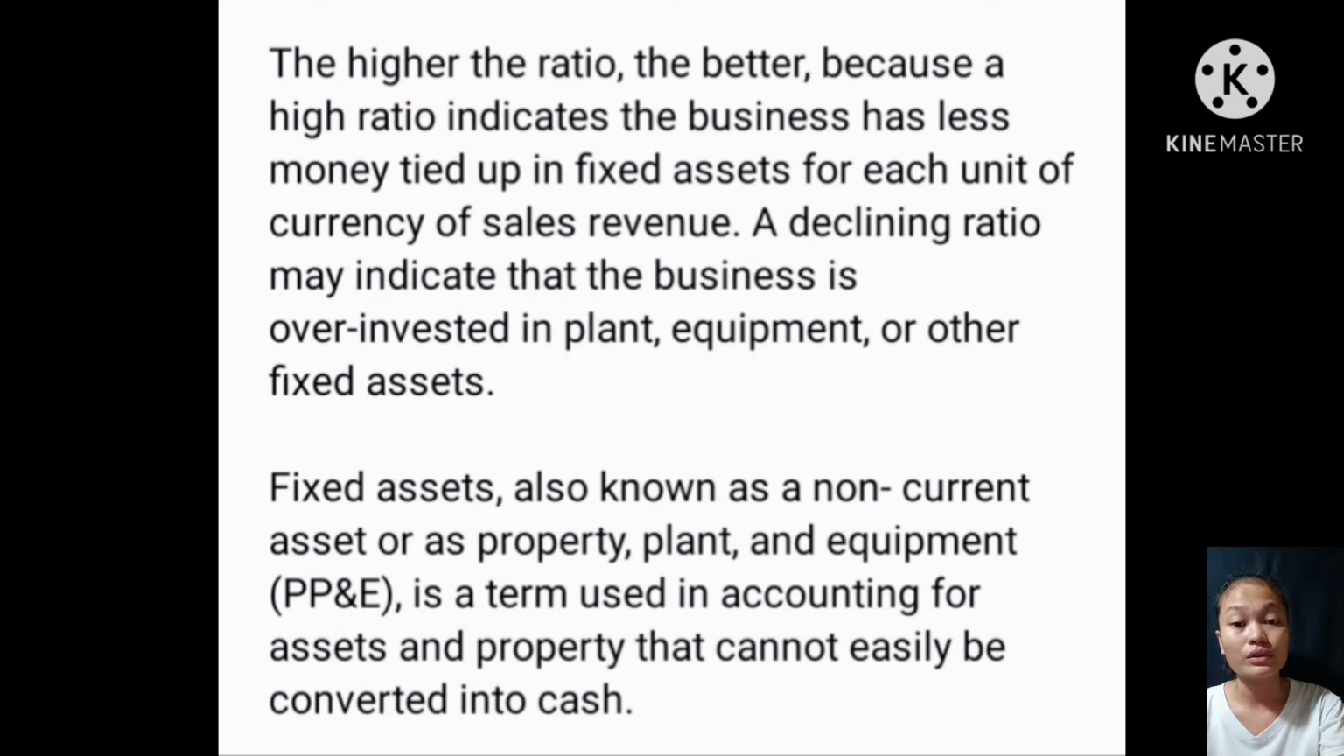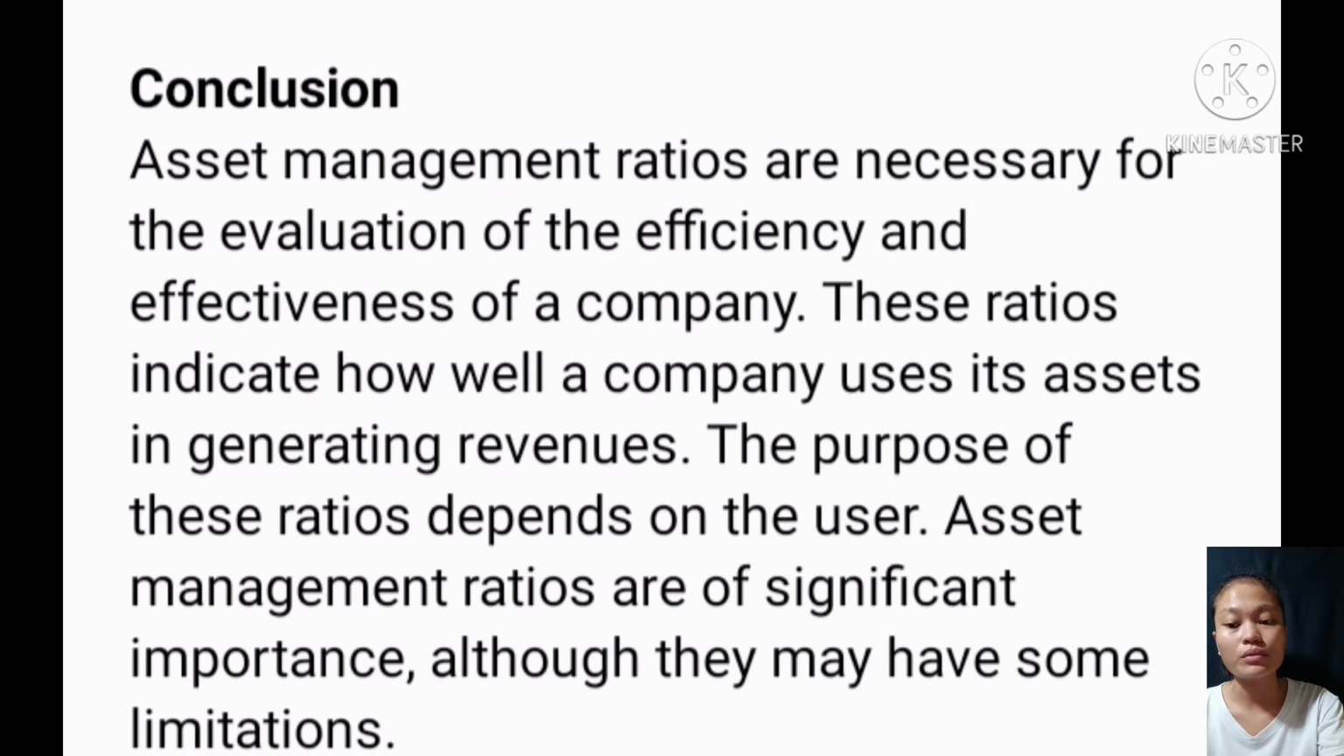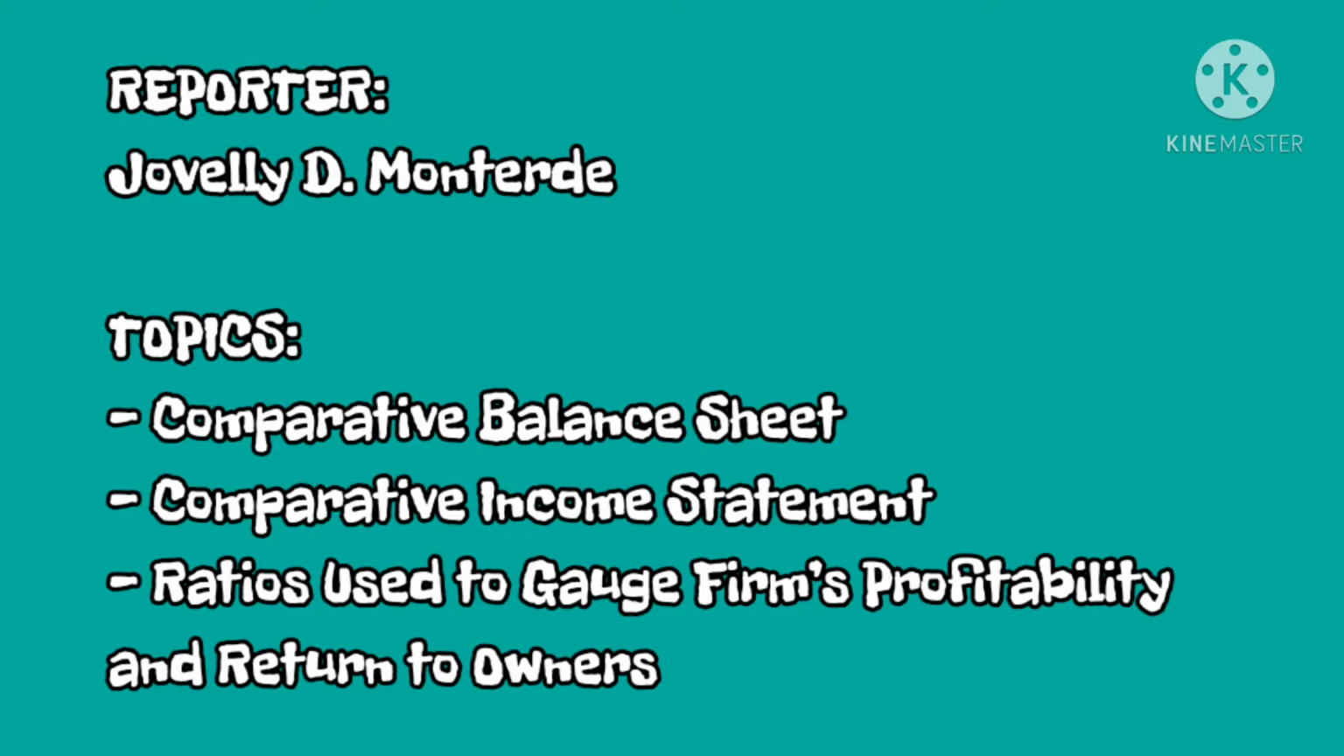Fixed assets, also known as non-current assets or property, plant, and equipment, is a term used in accounting for assets and property that cannot easily be converted into cash. And for the conclusion, asset management ratios are necessary for the evaluation of the efficiency and effectiveness of a company. These ratios indicate how well a company uses its assets in generating revenues. The purpose of these ratios depends on the user. Asset management ratios are of significant importance, although they have some limitations.